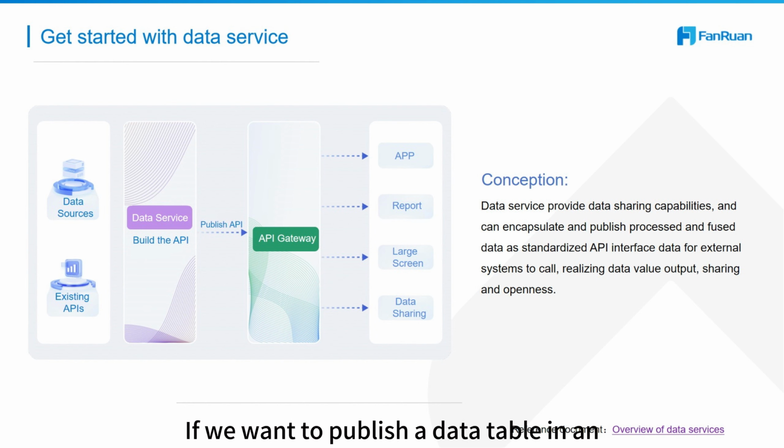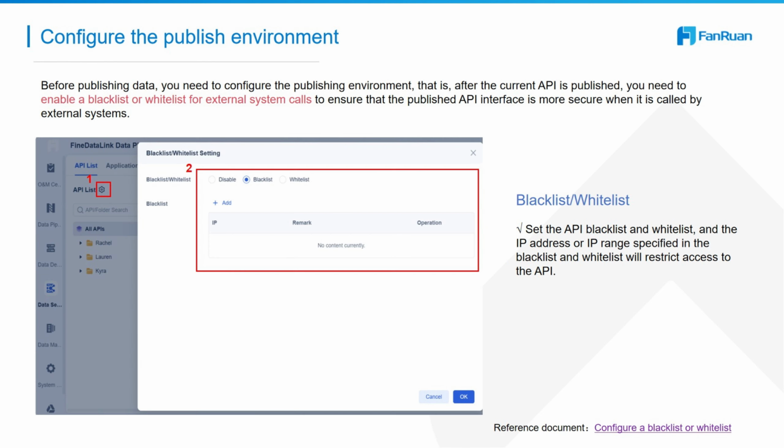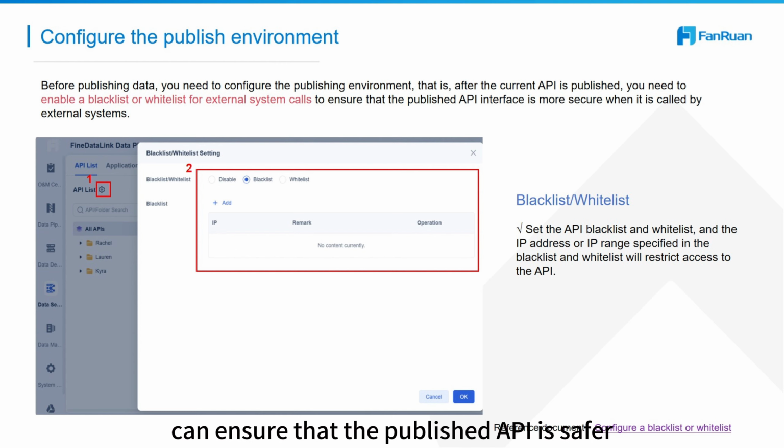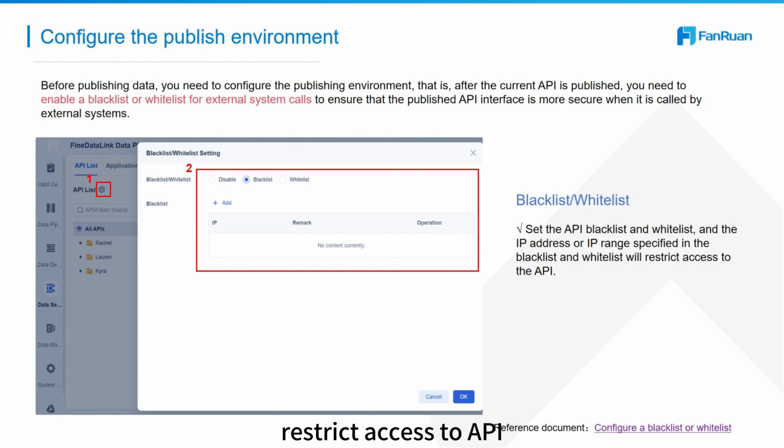If we want to publish a data table in a MySQL database as an API so that other systems can use this API for data retrieval, then we can use our Data Service function. Setting the blacklist and whitelist can ensure that the published API is safer when it is called by external systems. The IP addresses or IP ranges specified in the blacklist and whitelist restrict access to the API.